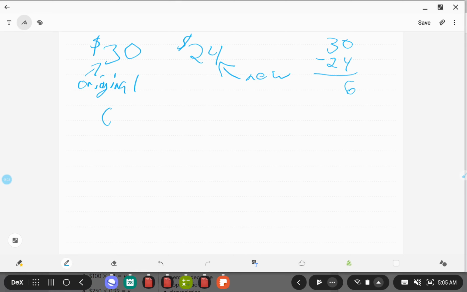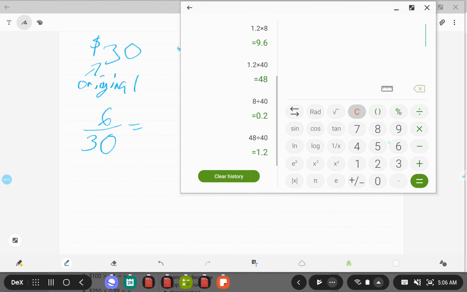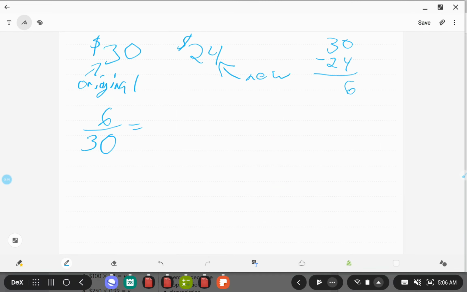So I would do 6 over, would I do it over 30 or over 24? Think about that. I'm doing the part over the whole, so it's going to be over 30. That's my original, right? Oh, sorry, it looks like a 6 again. I'm not very good at drawing zeros on this thing. All right, so 6 divided by 30 would give me 0.2, which I know when I move the decimal point is going to be 20%. So in this case, it decreased by 20%, okay?